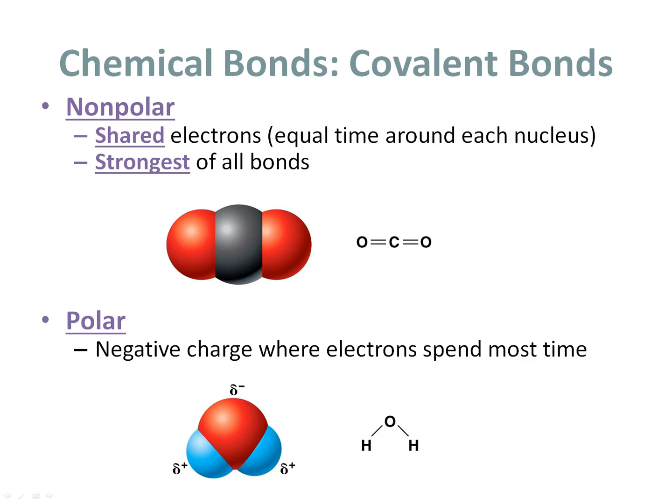The electrons spend more time around oxygen, therefore the red oxygen molecule is slightly more negatively charged, and the blue hydrogen atoms in that water molecule are slightly positively charged. So you have an area that's more positive and an area that's more negative, and that's a polar molecule.